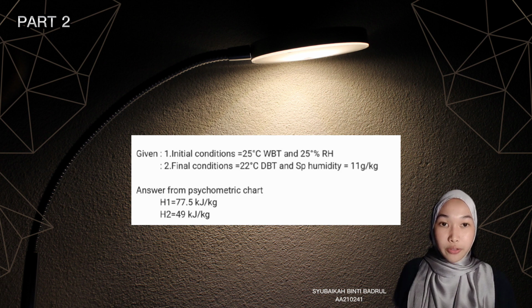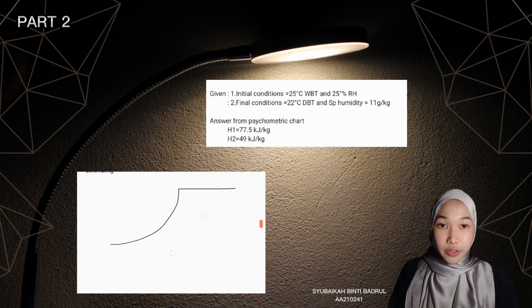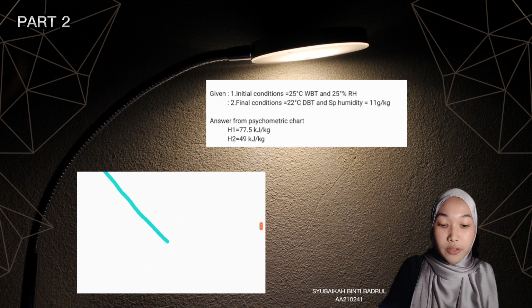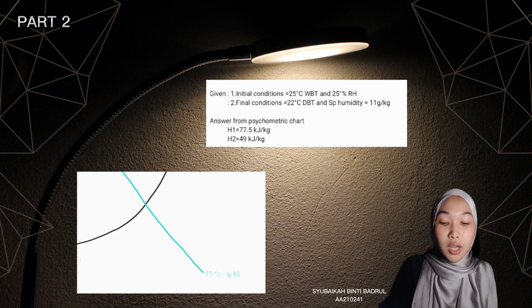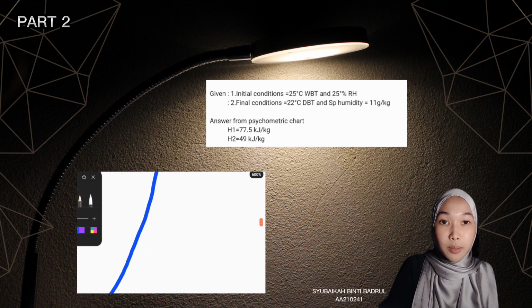Given data: properties of air at initial conditions are 25 degrees Celsius WBT and 25% RH. And properties of air at final conditions are 22 degrees Celsius DBT and specific humidity 11 gram per kg. So first, we will write down the data which have been provided. Now, we have the process 1 to 2 and we want to determine heat transfer during the process 1 to 2. So in order to calculate change in heat, we need to find out enthalpies at point 1 and point 2.